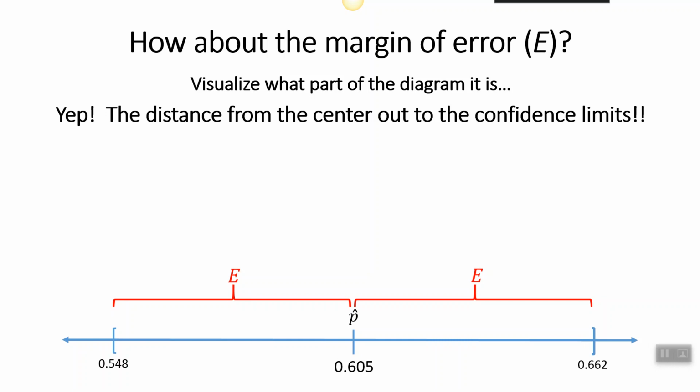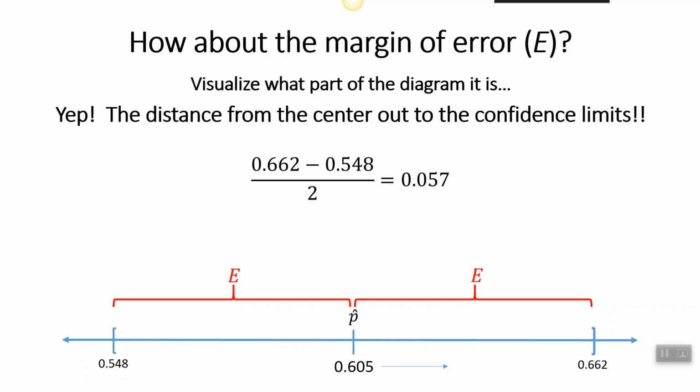So we're going to try to figure out what distance we went to get from p hat out to, let's say, 0.662. And there are lots of ways mathematically to do this. I'm going to show you a very nifty one, which is if we take our upper confidence limit and subtract off our lower confidence limit, which gives us the entire width of the interval, and then I simply divide that by 2, I get 0.057. That is our margin of error.